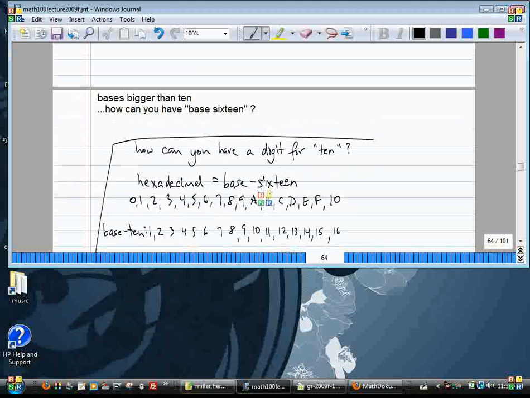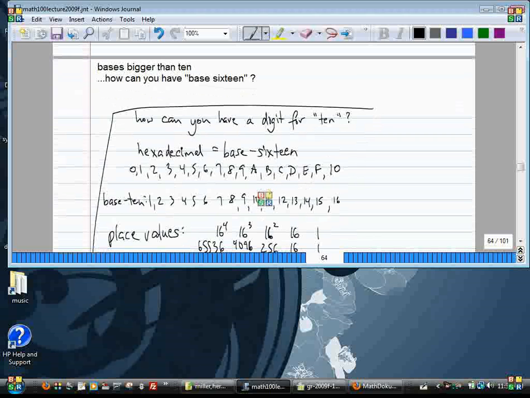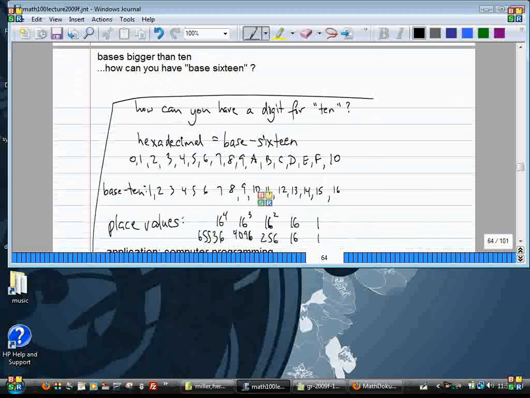Okay. So what are the place values in base 16? 1 and then 16 and then 16 squared, 16 cubed, etc. And then we can work it out with the calculator what those things equal. So there you go: 16 squared is 256, 16 cubed is 4096, 16 to the 4th is 65,536.